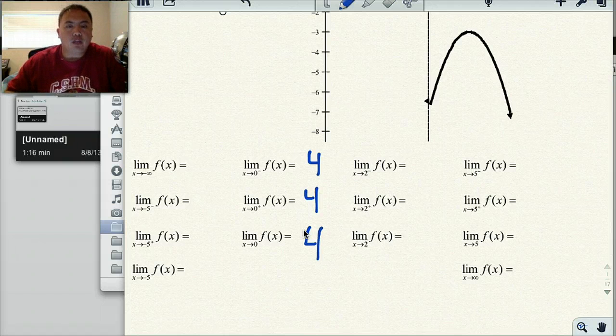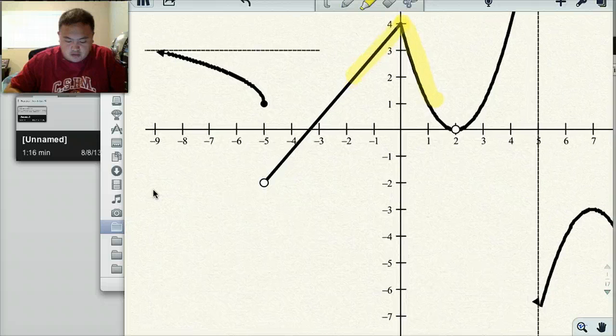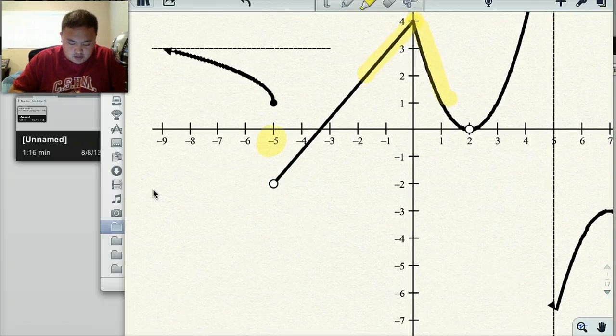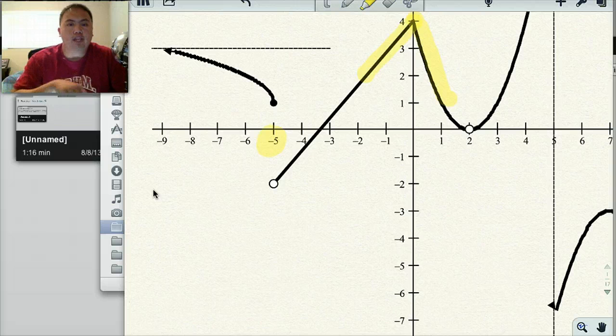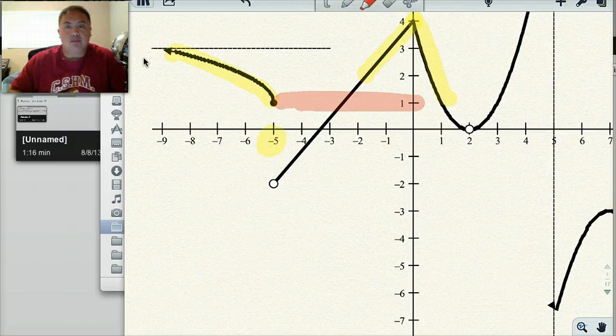Okay, let's go back a little bit. It's maybe hard to see, but this says -5 minus, -5 plus, and -5 in general. So let's go back to the picture again and look at what happens at -5. So here's my graph. Here is where x equals -5. I'm going to trace this line coming from the left. When I hit x equals -5, I hit y equals 1.